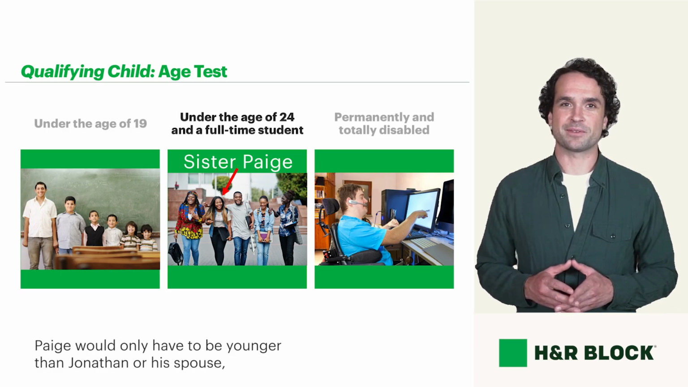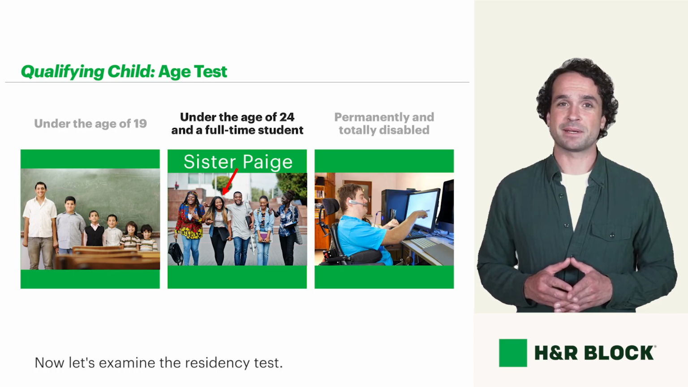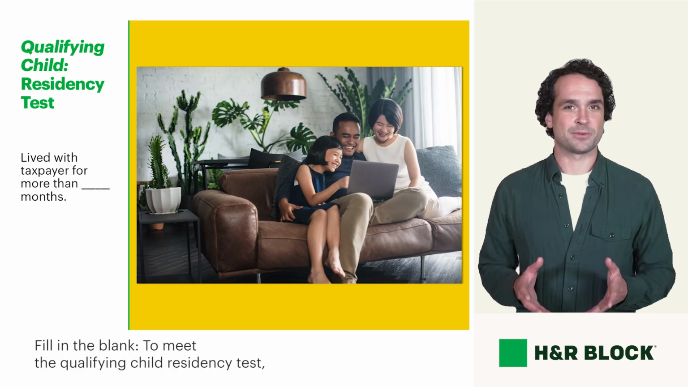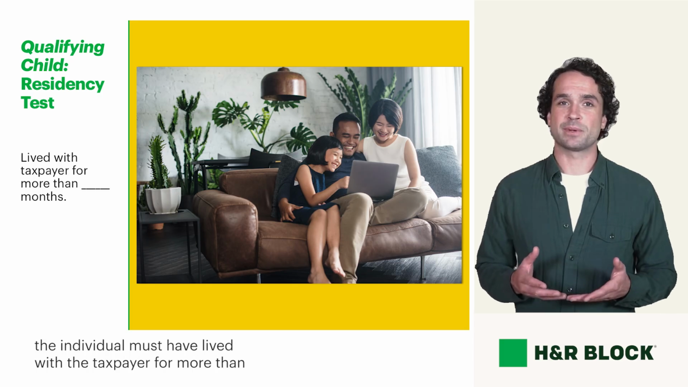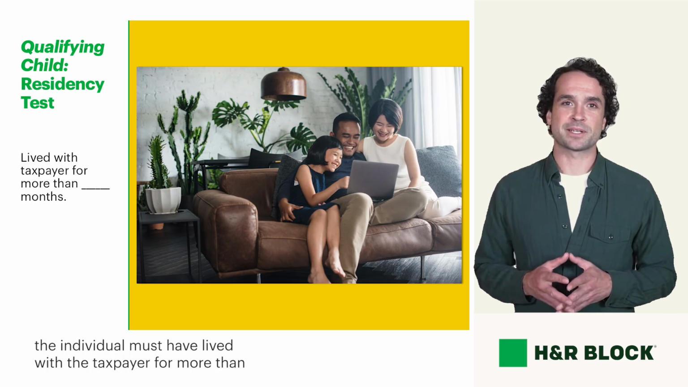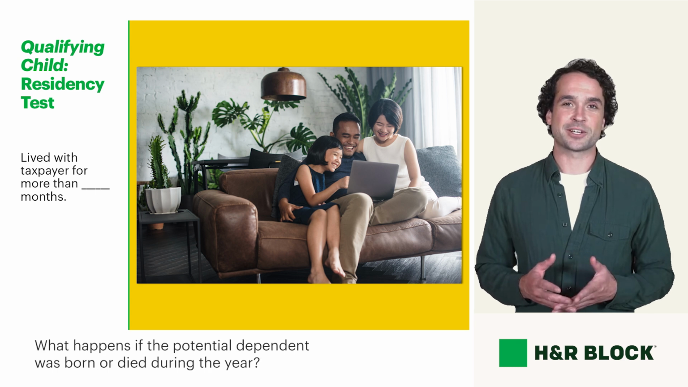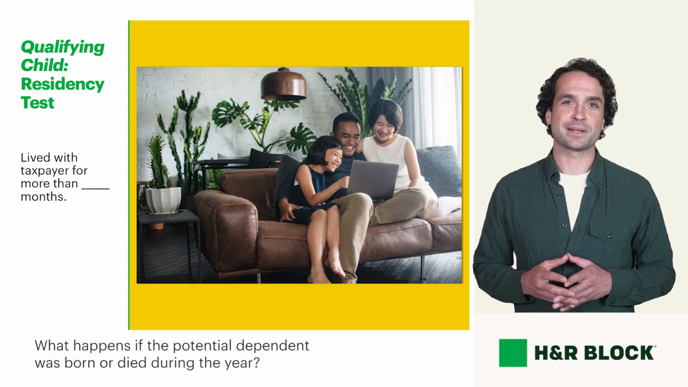No, Paige would only have to be younger than Jonathan or his spouse, not both of them. Now let's examine the residency test. Fill in the blank. To meet the qualifying child residency test, the individual must have lived with the taxpayer for more than how many months of the year? 6 months.